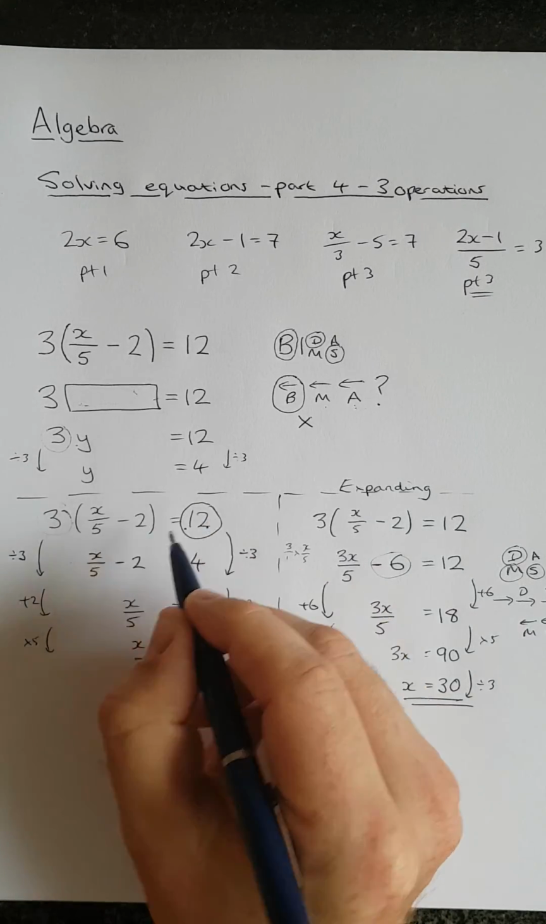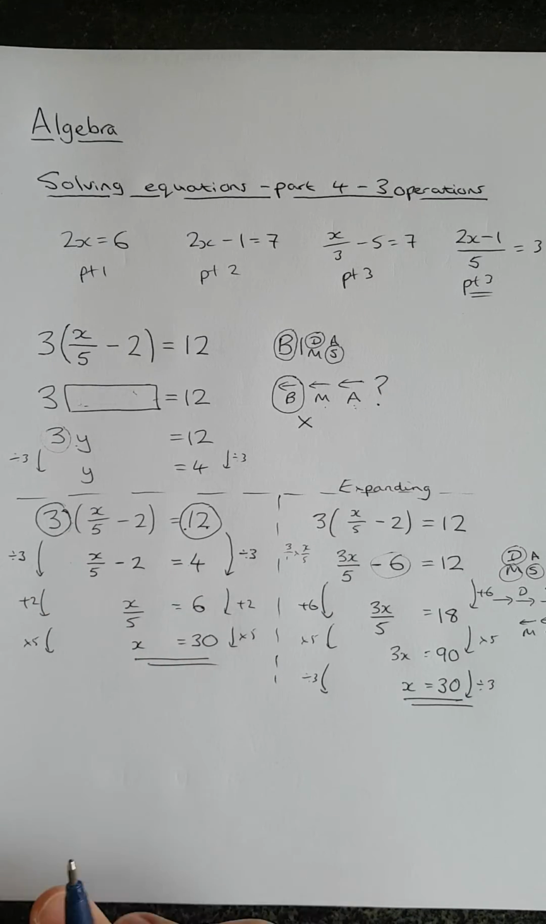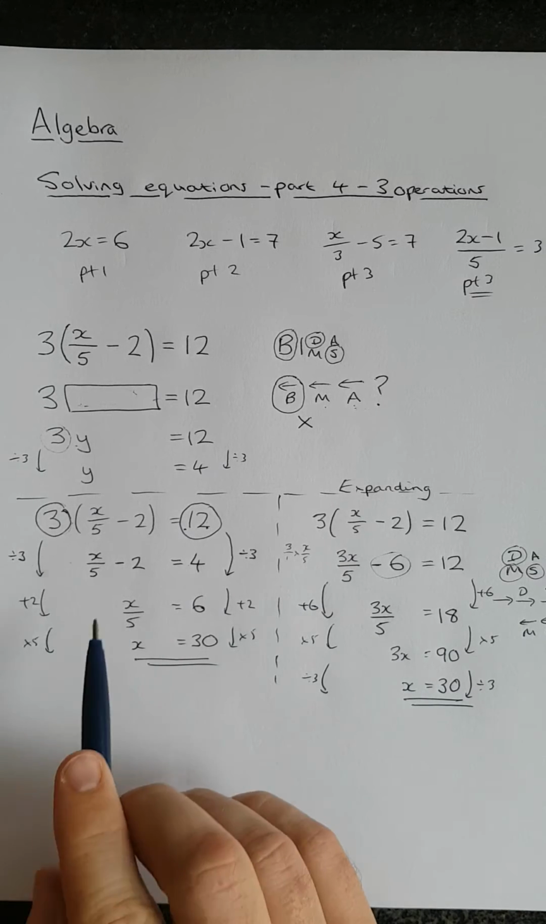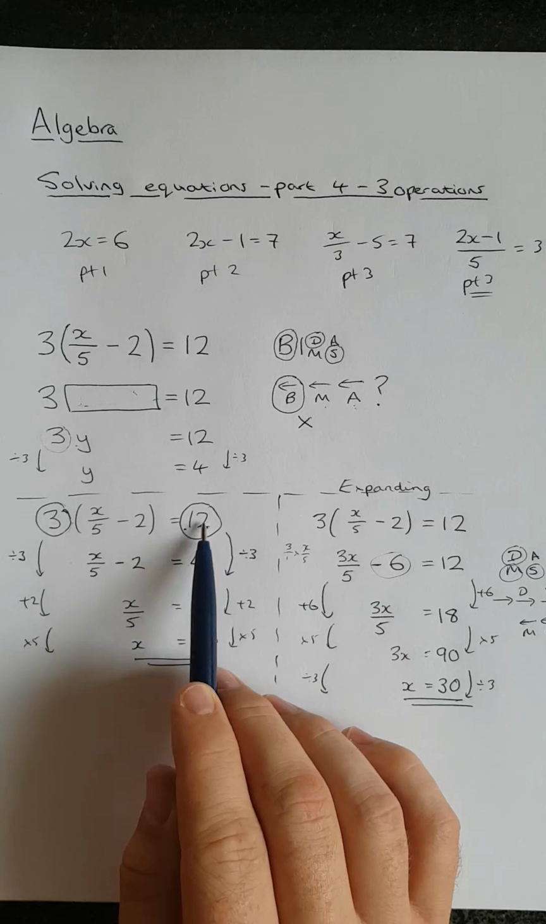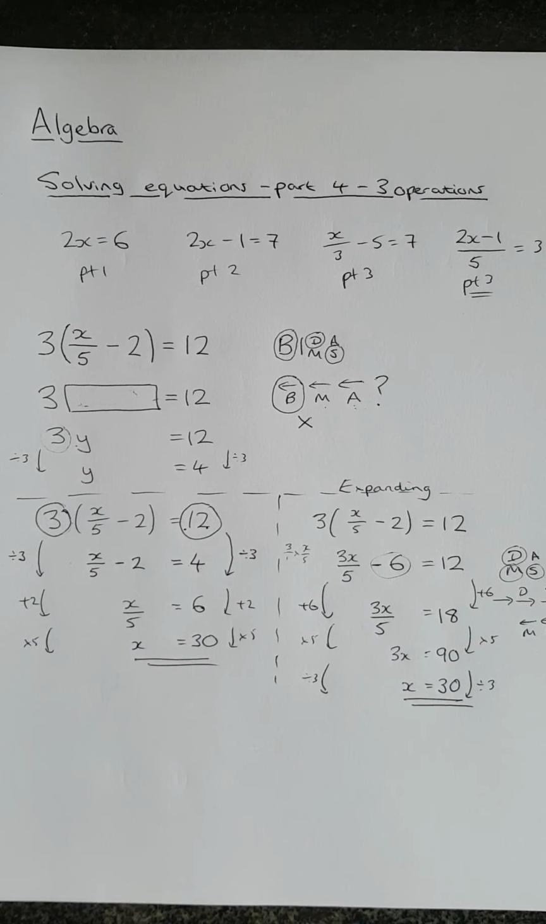These numbers made this method, in this case, a good idea. Why do you think that is? Well, 3 times something equals 12 gave us 4, which is an integer solution. If this answer here had come out as a complicated fraction or decimal, I think we would probably try and avoid it.